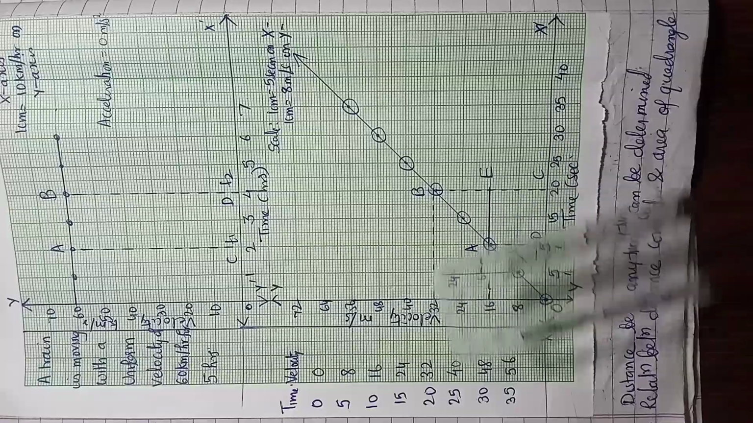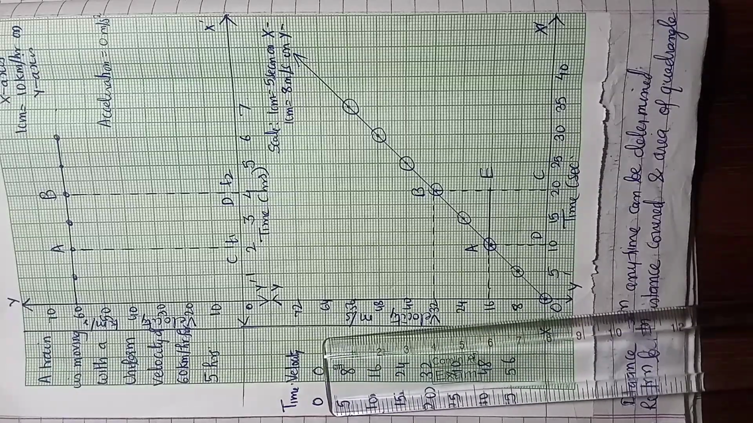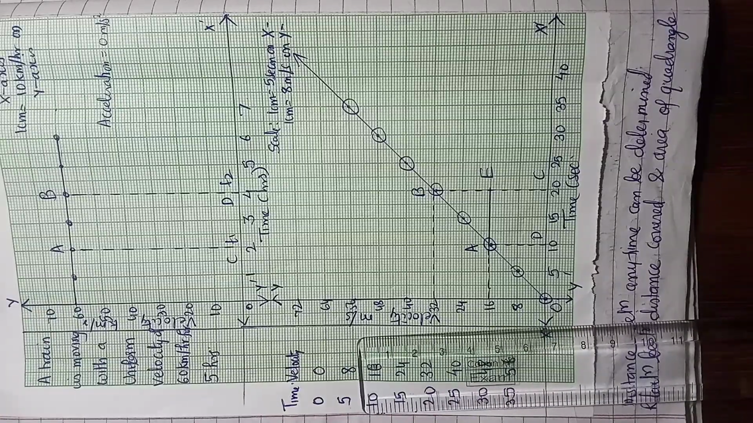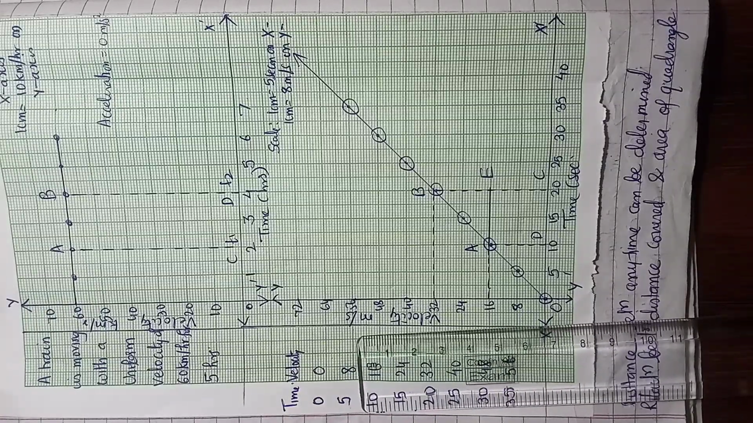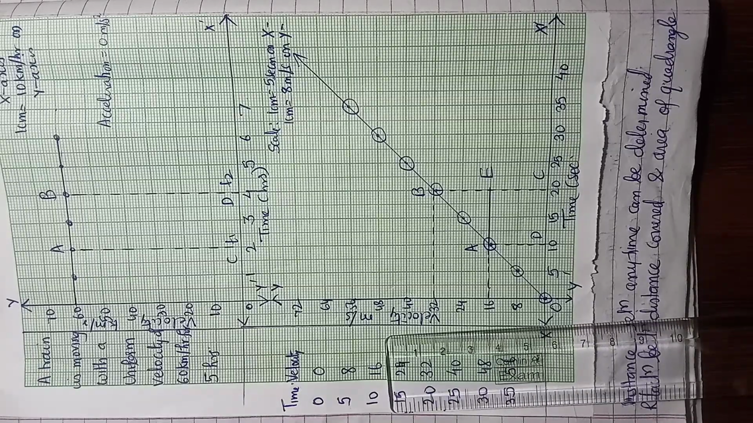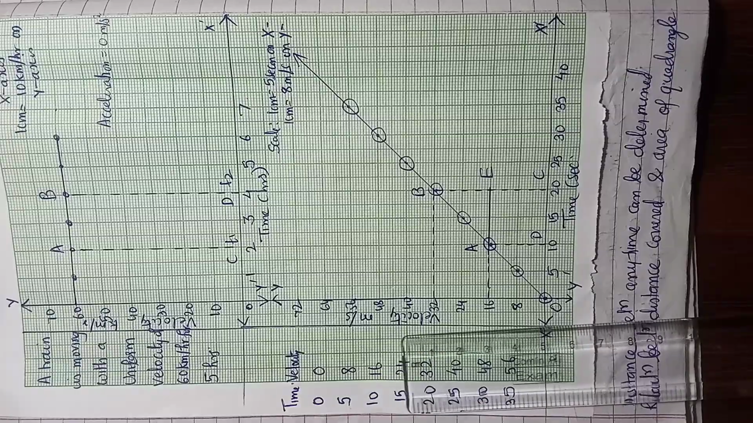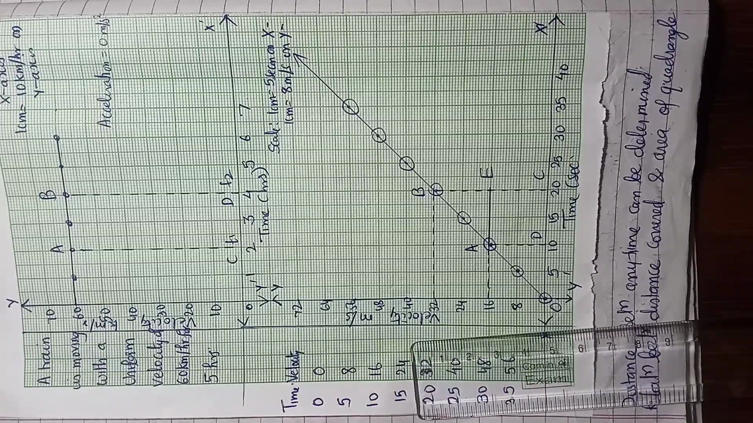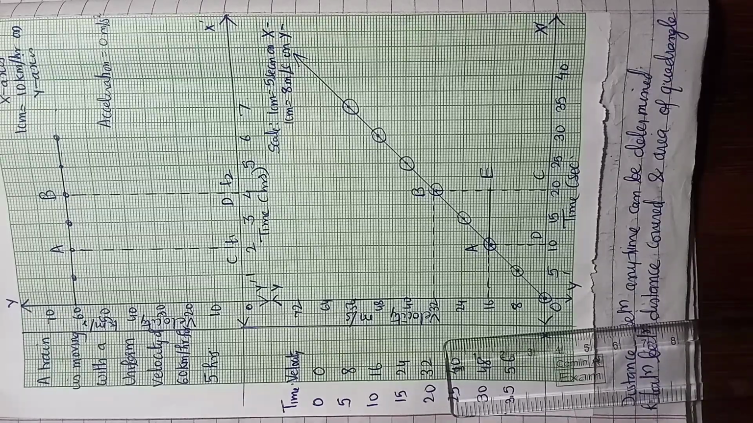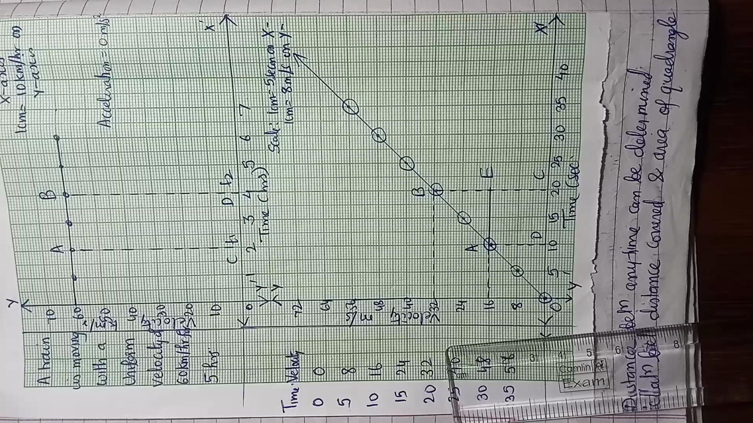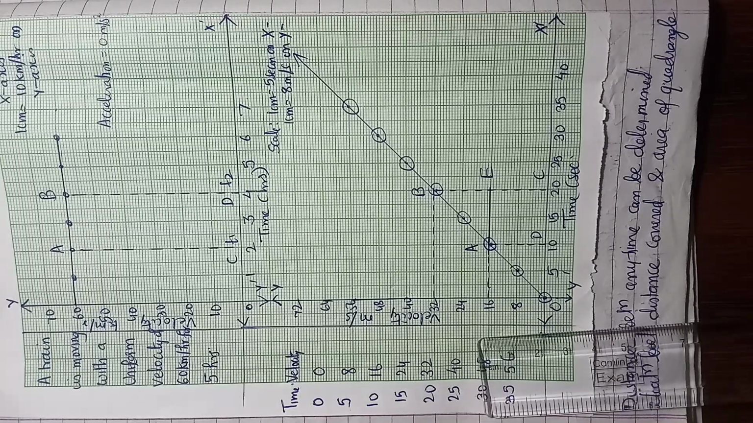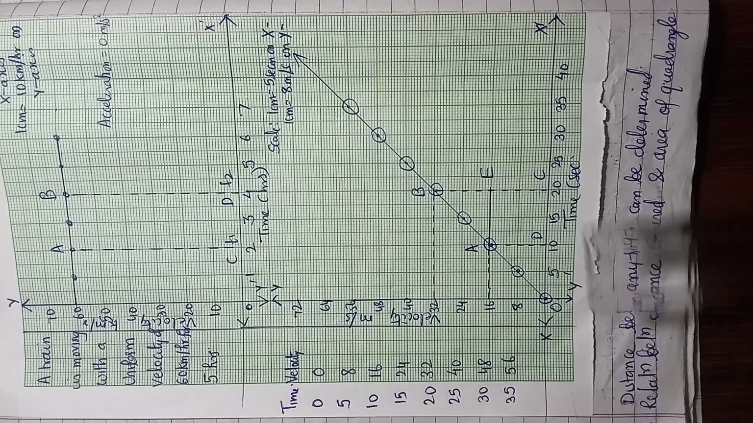Again, one more is there. You can see the observation table here. Time and velocity: 0, 0. Time 5 seconds, velocity 8 meter per second. After 10 seconds, the velocity is 16 meter per second. After 15 seconds, the velocity is 24 meter per second. After 20 seconds, the velocity is 32 meter per second. After 25 seconds, the velocity is 40 meter per second, and so on.